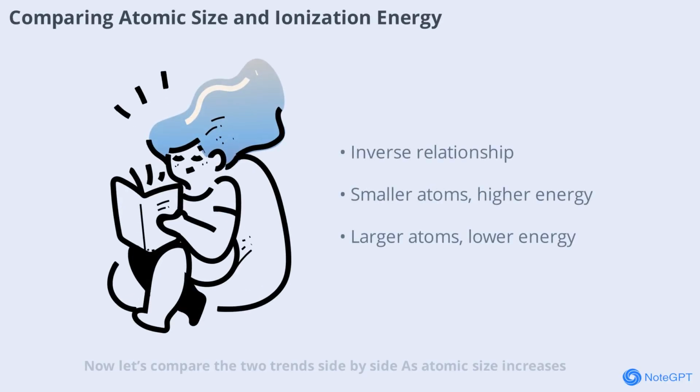Now let's compare the two trends side by side. As atomic size increases, ionization energy generally decreases and vice versa. This inverse relationship is rooted in the way electrons are held in atoms. Smaller atoms hold their electrons more tightly, requiring more energy to remove them. Larger atoms with electrons farther out let go of electrons more easily.